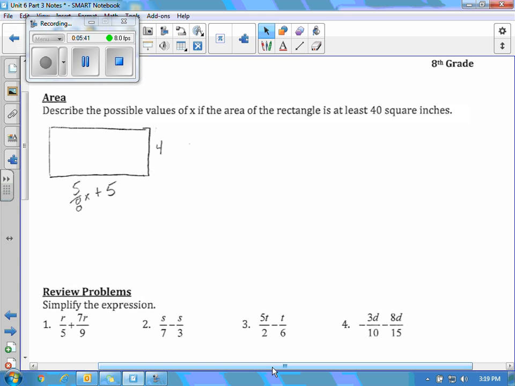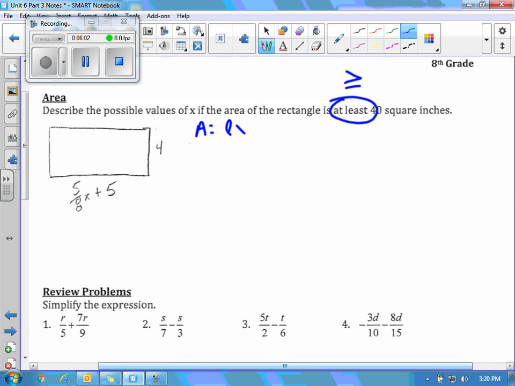If you look at the next page, it says describe the possible values of x if the area of the rectangle is at least 40 square inches. At least right here tells me that I'm going to have an inequality. And at least actually means greater than or equal to. So we need to use our area formula, which is just length times width. So my length is 4. My width is 5/8 x plus 5. And then it's at least, so I know it's going to be greater than or equal to 40.